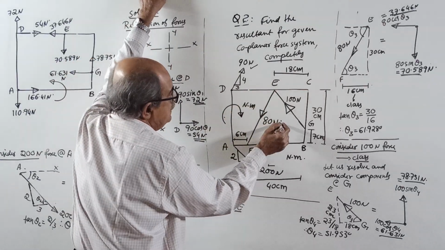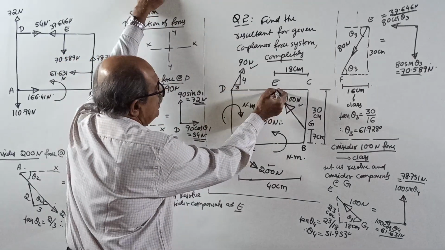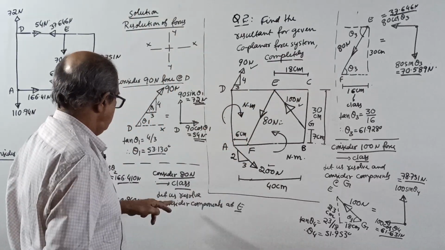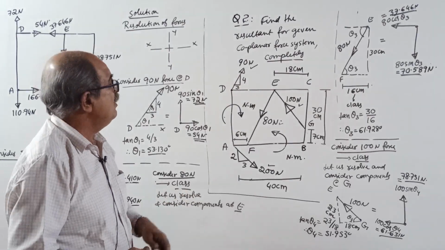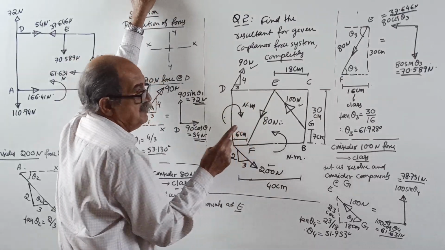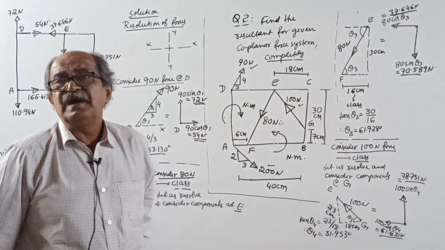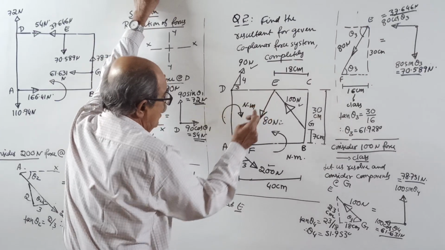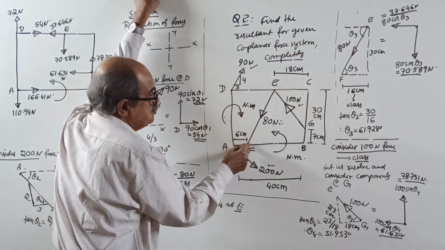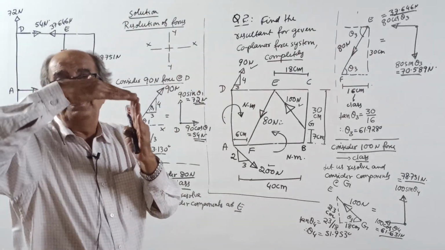Now consider 80 Newton and 100 Newton. You know 2 points for 80 Newton: one point is E, the other point is F. Class, when you resolve 80 Newton, you can resolve wherever you want, either at E or at F. But be careful: after resolution, you can consider the components either at E or at F, but remember, either you consider both components here or both components here. Do not consider one component here and one component here.